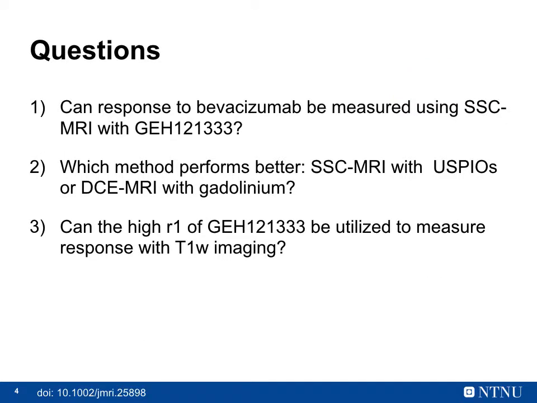To keep this presentation short, I will be showing only some highlights of our results, and I have picked out 3 of the main points that we have discussed in the paper. First, can response to bevacizumab be measured using SSC MRI? Second, which method can better separate treated from control tumors, SSC or DCE MRI? And third, can we use the USPIOs GH121333 to measure response using T1-weighted imaging?